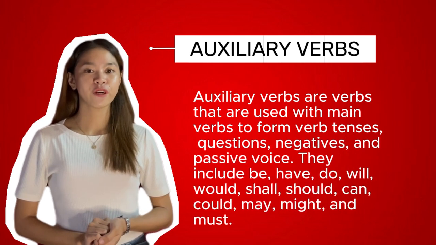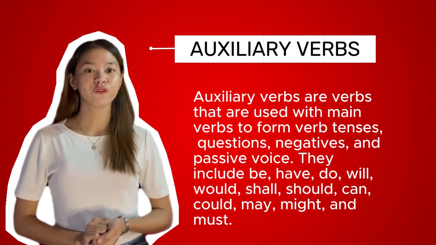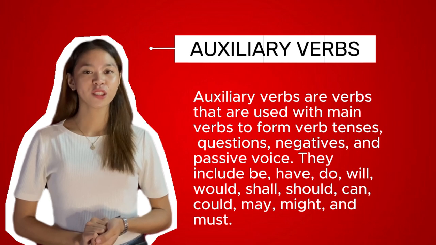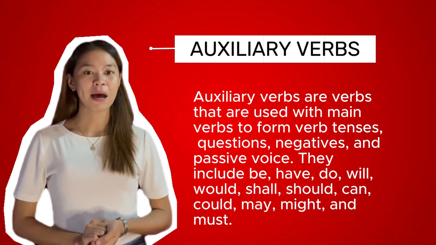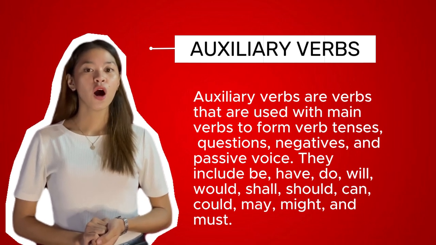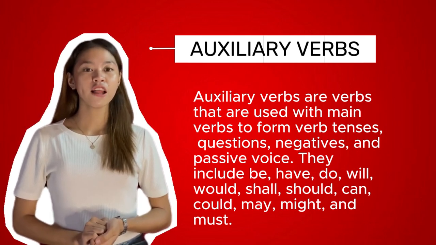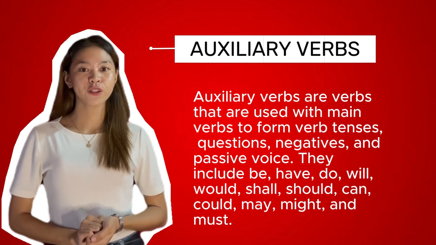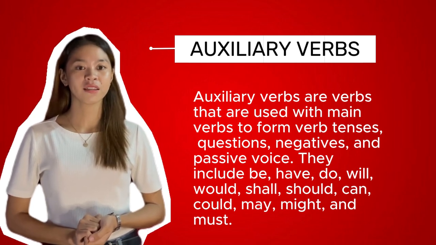Auxiliary verbs are verbs that are used with main verbs to form verb tenses, questions, negatives, and passive voice. They include be, have, do, will, would, shall, should, can, could, may, might, and must.